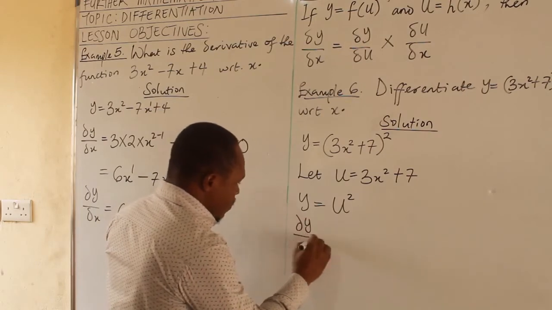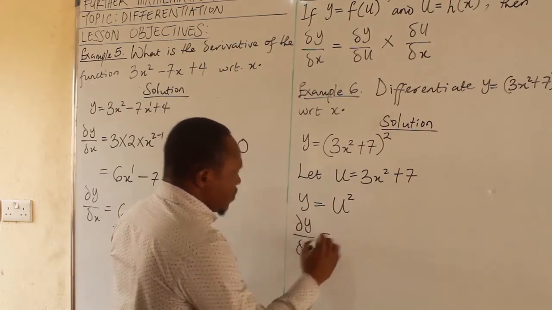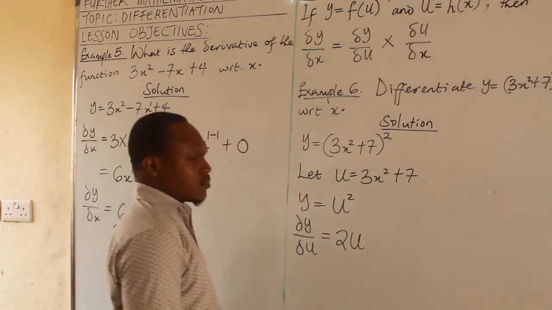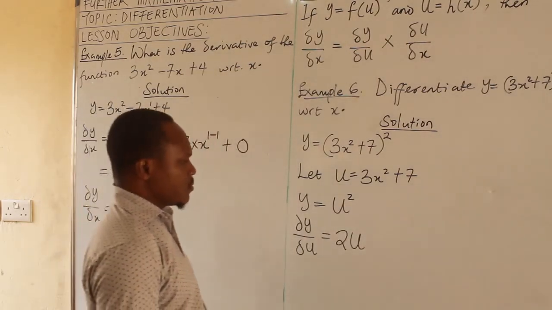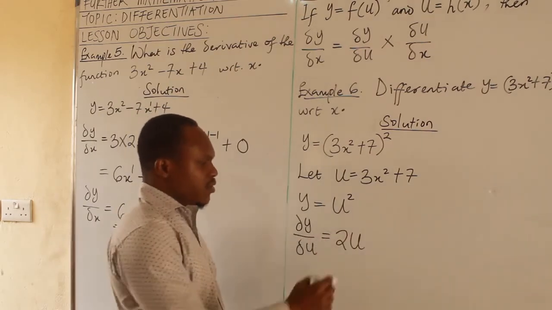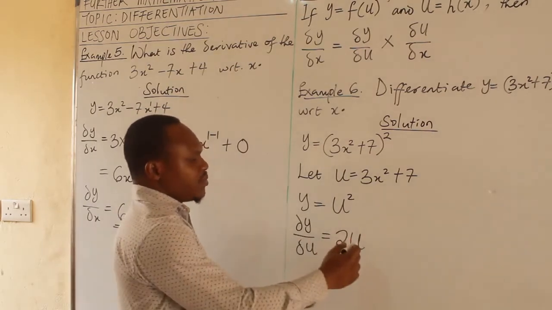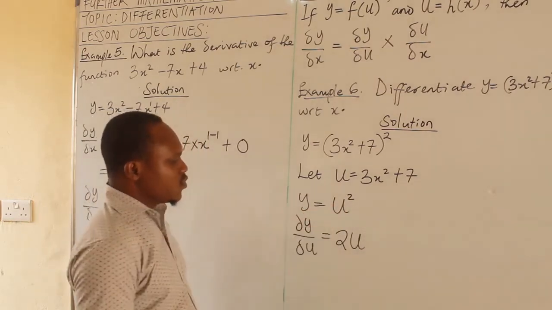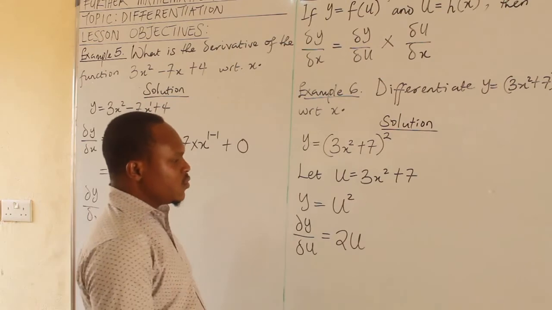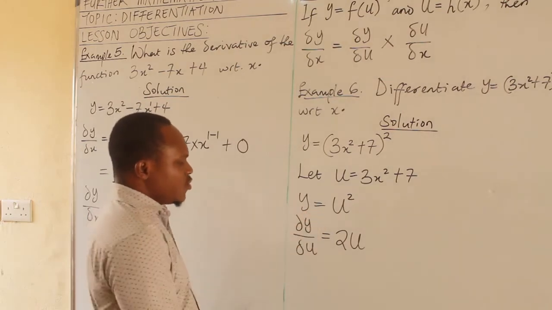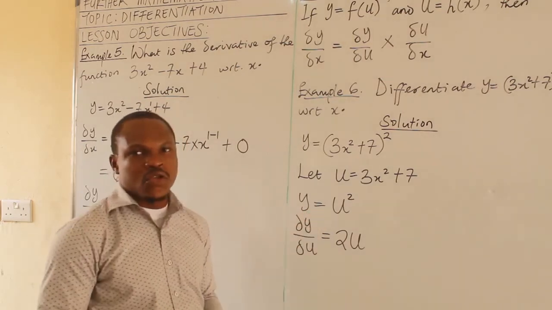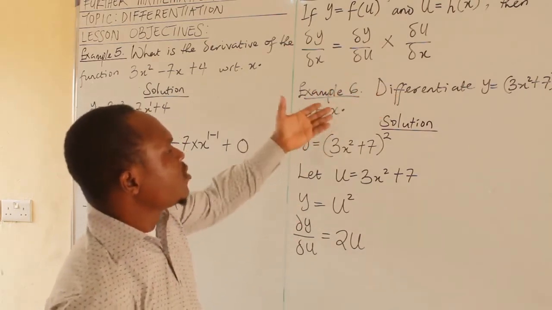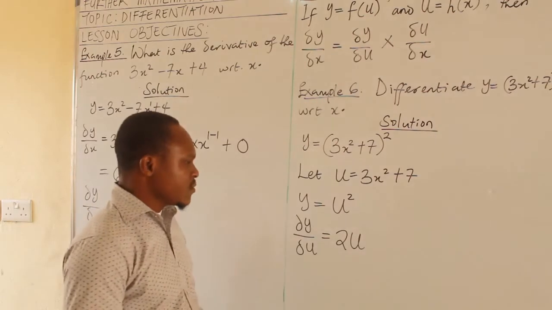If y is equal to u raised to the power 2, then it means that dy over du will now be equal to 2u. I'm not going to be doing 2 minus 1 because 2 minus 1 is 1 and u raised to the power 1 is u. So if y is equal to u raised to the power of 2, then dy over du, which means differentiating y with respect to u, gives us 2u. Remember, they are asking us to differentiate y with respect to x, so we are not done.